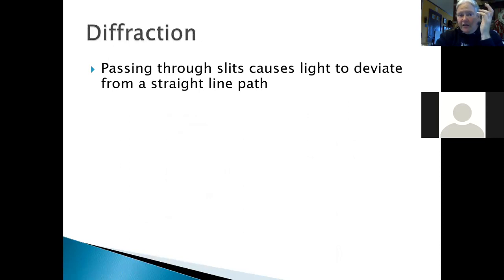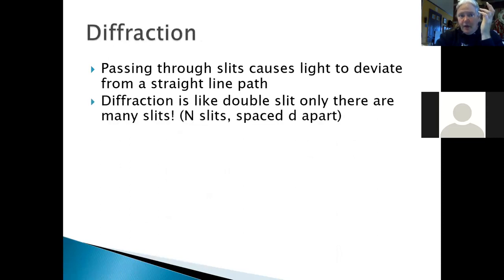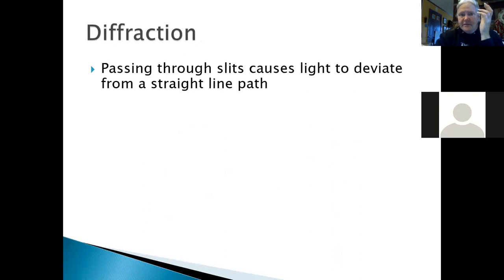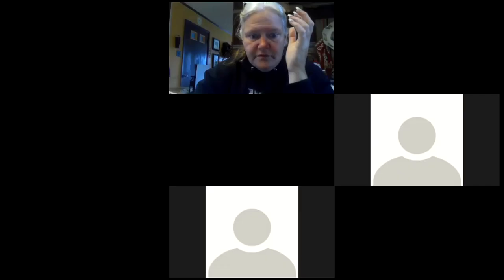is using the single slit equation. Okay, and the double slit equation. So let's go and look at an example problem of that. So I'm going to stop that.